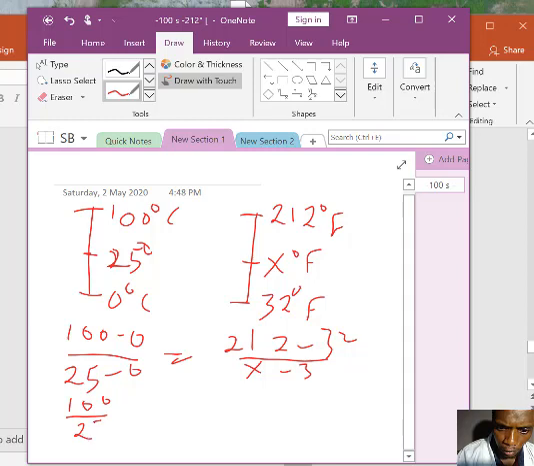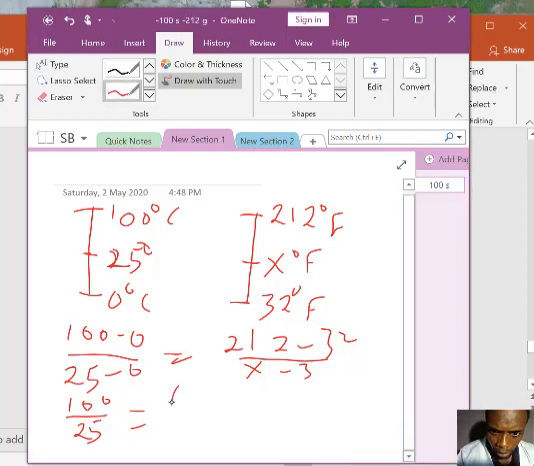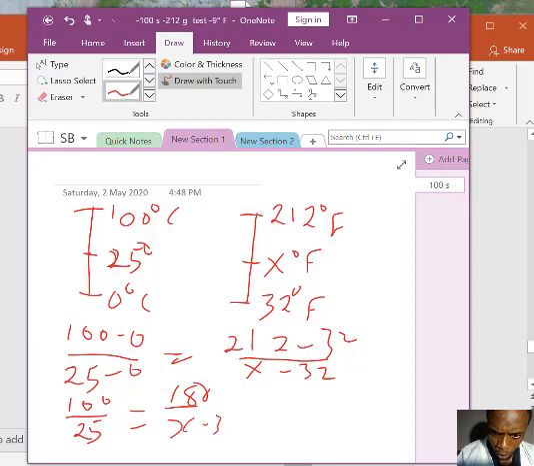25 equals 212 minus 32. Let's press calculate. That is 180, all over x minus 32, which will be x minus 32. So if you cross multiply, 100 times x, that is 100x. 100 times 32 will give us 3200.